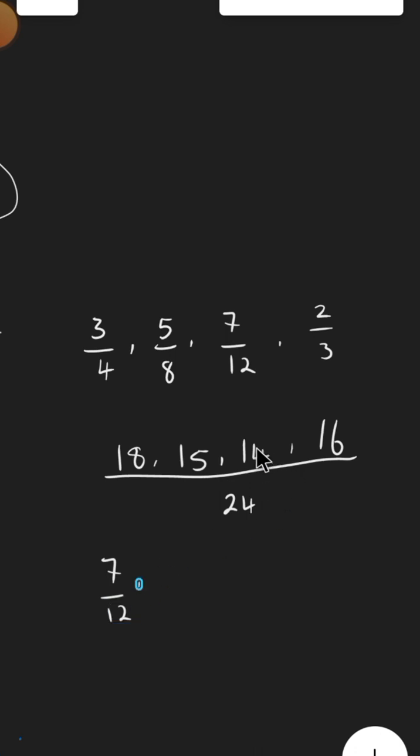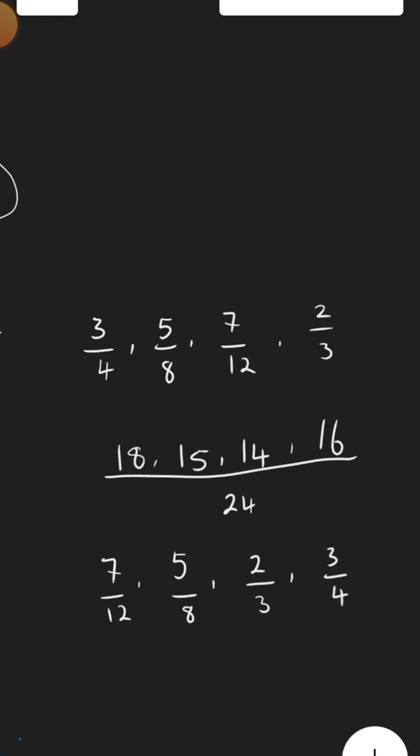What's the next smallest number here? 15. Alright, 15 is 5 over 8. So I'm going to write 5 over 8. What's the next smallest number here? 16. What's the fraction of 16? 2 over 3. So I'm going to write 2 over 3. Alright, and the next number here is 18, which is the last. 3 over 4.